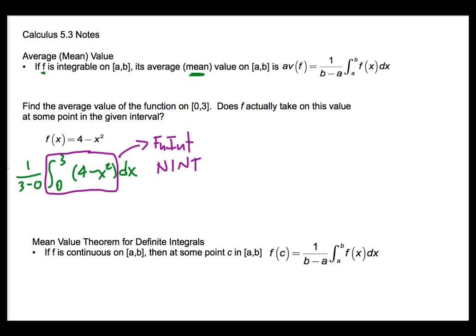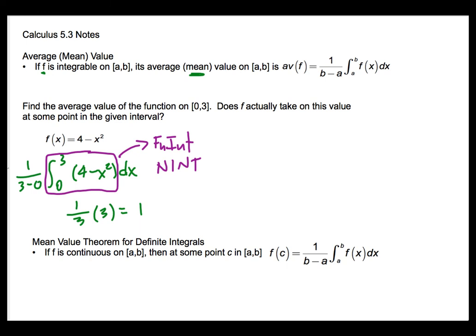Hit pause if you need to, and I'll tell you what you're going to end up with in just a second. When you plug this into your calculator, you're going to get 3. And so the average from 0 to 3 of 4 minus x squared is 1. Pretty cool, huh? So what we want to know is, does f actually take on this value?